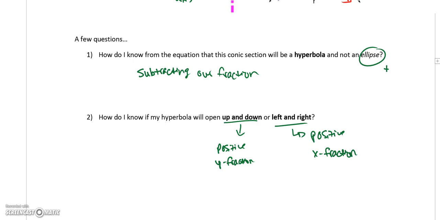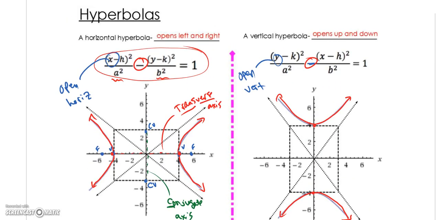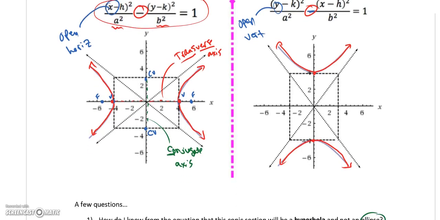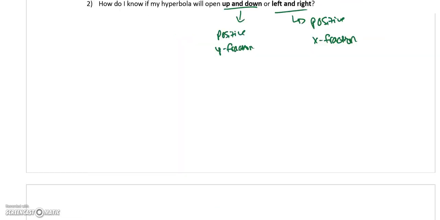So if you write it as the first one minus the second one, the first one indicates the direction you're going to open up. I guess it is possible to write negative y minus k squared over b squared plus x minus h squared over a squared. Usually we wouldn't write that. We would just have our positive fraction first. So if you write it that way, your first fraction is going to indicate the direction you open.